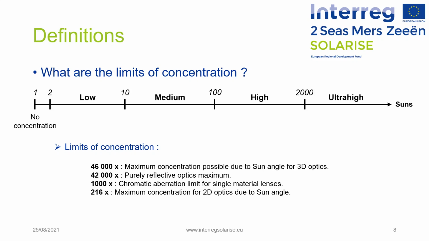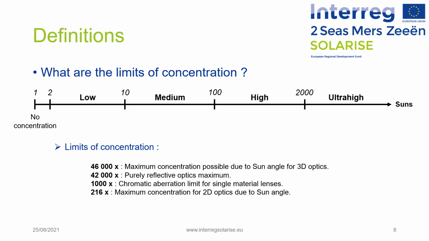Nevertheless, concentration presents several limitations, some of which are specified here. The first one is due to the solar resource itself, which is not a point source but presents an angular diameter, which limits the maximum concentration ratio to 46,000 suns. Other limitations exist that can be due to the nature of the solar radiation itself, the types of optics, and the geometry of the concentrator. For example, the maximum concentration ratio that can be reached for a 2D optics is around 216 suns because of the sun angle. To summarize, the concentration ratio is a key parameter for characterizing and classifying CPV technologies.